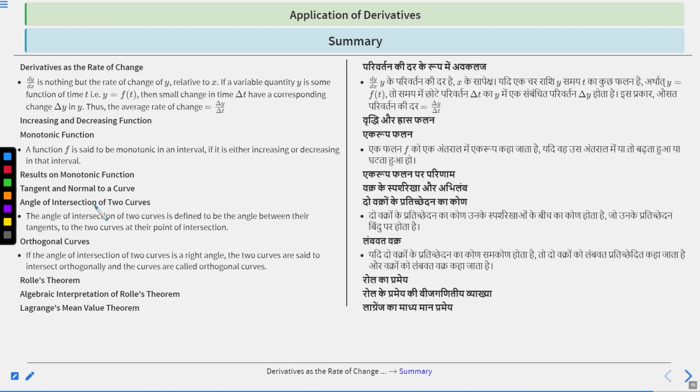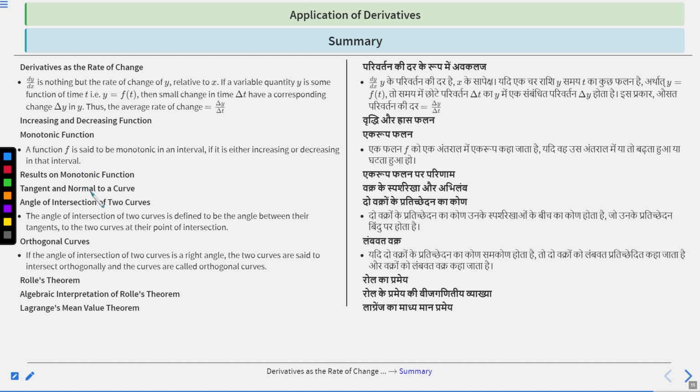Next is the summary of this chapter. In this chapter, we have seen derivatives as the rate of change, in which dy by dx is nothing but the rate of change of y relative to x. If a variable quantity y is some function of time t, that is y equals f(t), then a small change in time delta t has a corresponding change delta y in y. Thus, the average rate of change is equal to delta y upon delta t. We have seen increasing and decreasing functions. After that, we have seen monotonic functions: a function f is said to be monotonic in an interval if it is either increasing or decreasing in that interval, right?